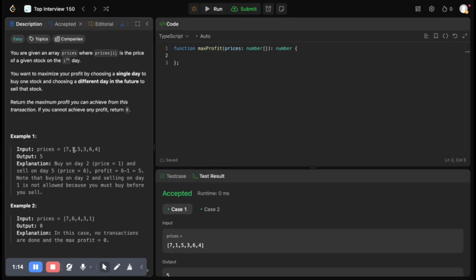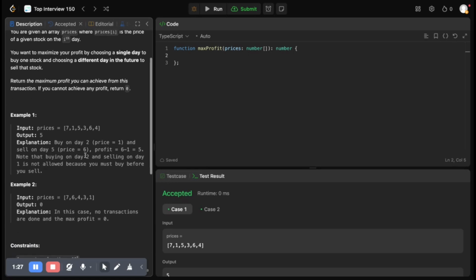We cannot buy at day 2, 1, and sell at day 1. So we have to buy at day 2 and sell at day 5. So the maximum profit in this example will be 6 minus 1, which is 5. Okay, it's already written here. Buy on day 2, price is equal to 1, and sell on day 5, price is equal to 6.